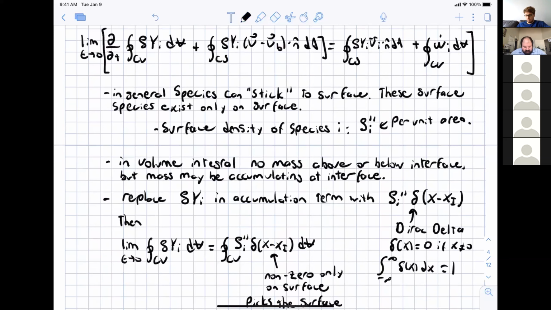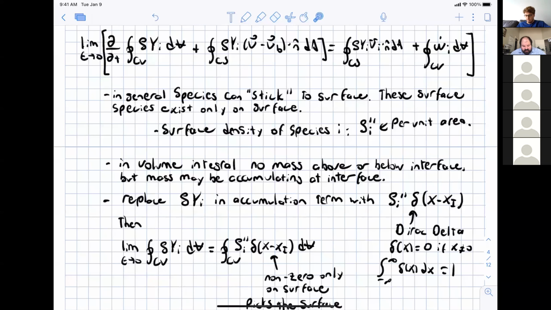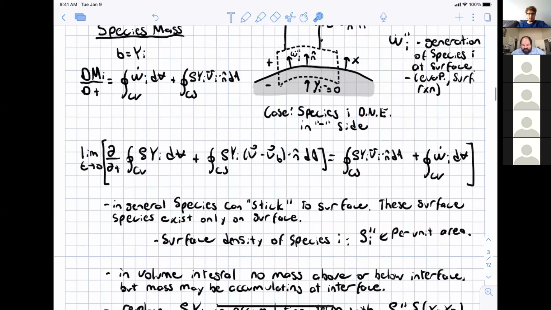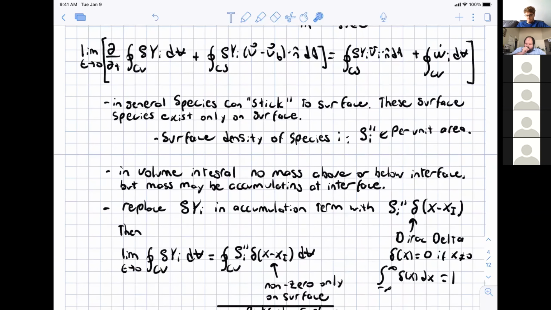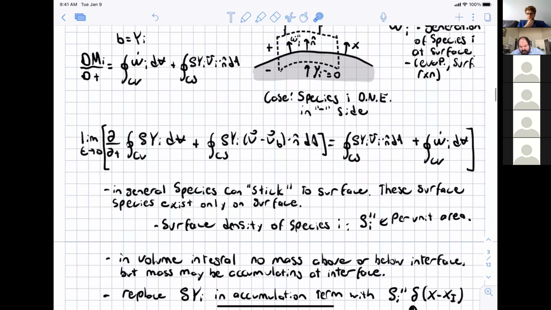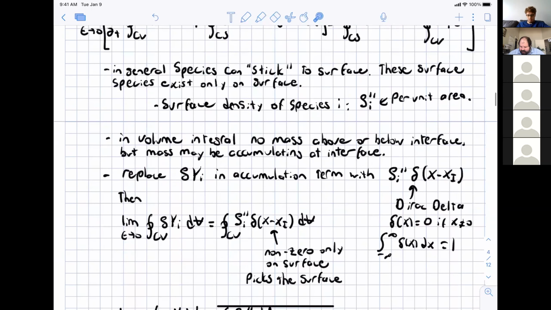And so in the volume integral here, we're going to take the control volume again to be very small, so there's no mass above or below, or there's no change in mass. But we do need to consider in general, even though in this class we are never going to work with it, the fact that you can have species accumulating on the surface, for those types of surface reactions. Okay, and so what we do is we replace rho Y.